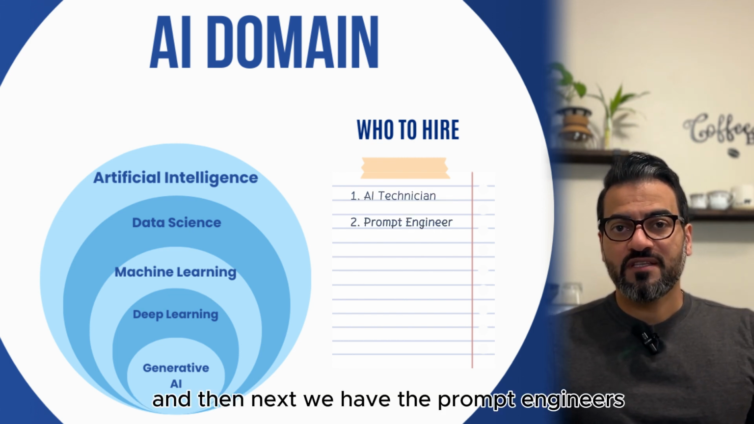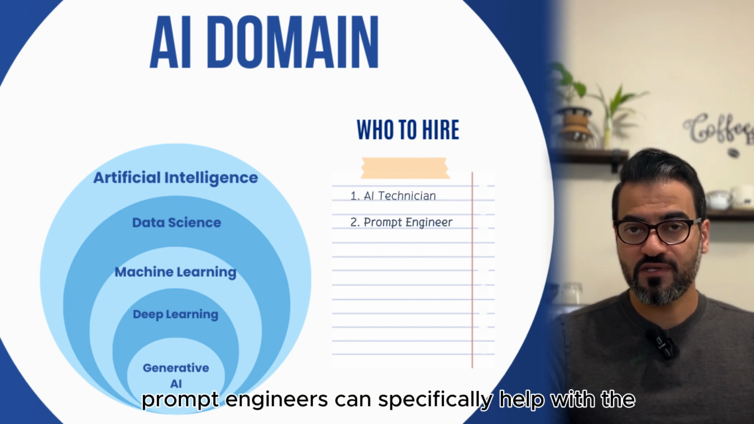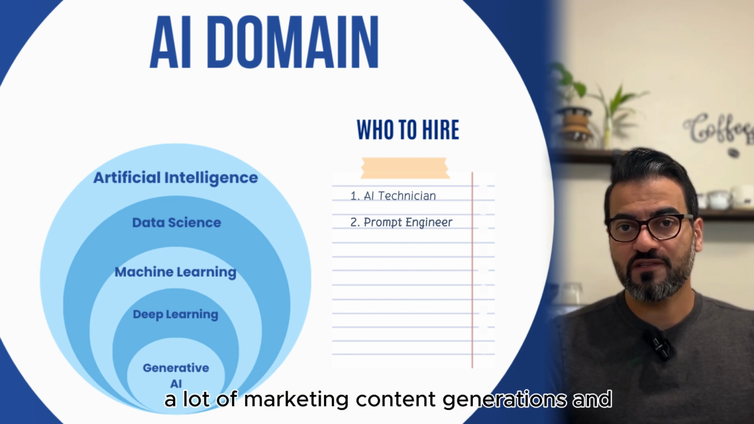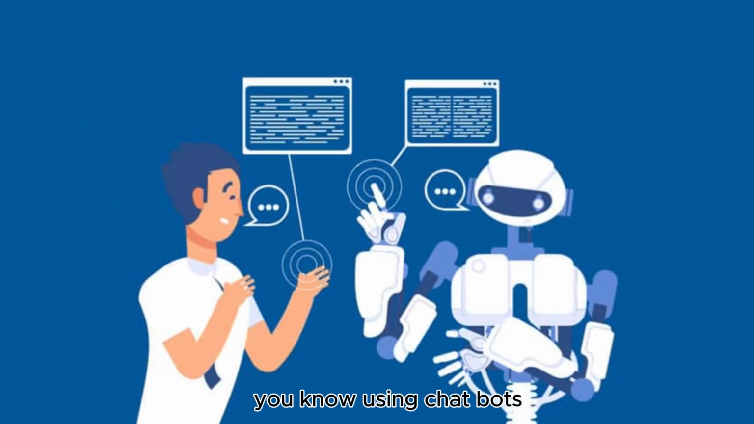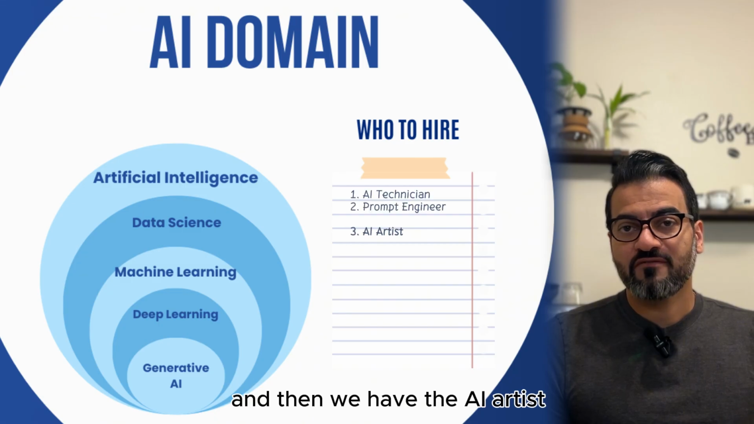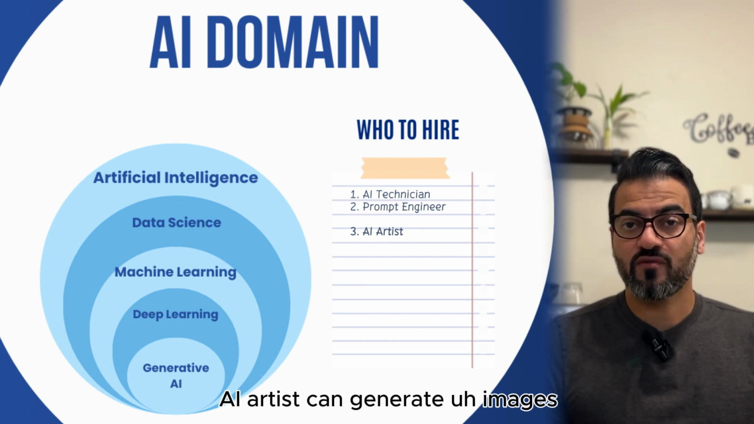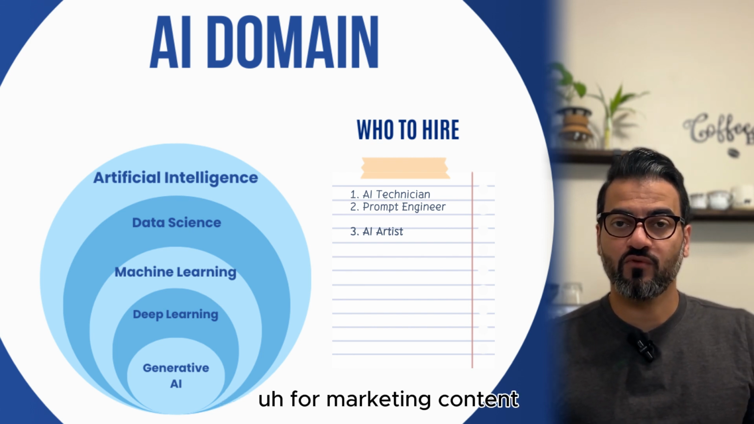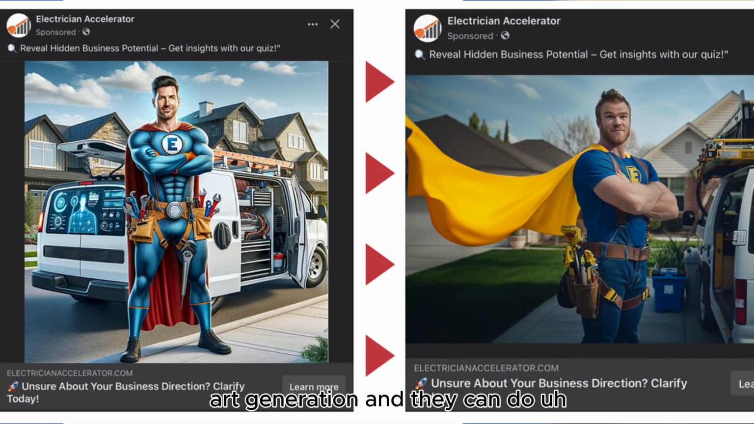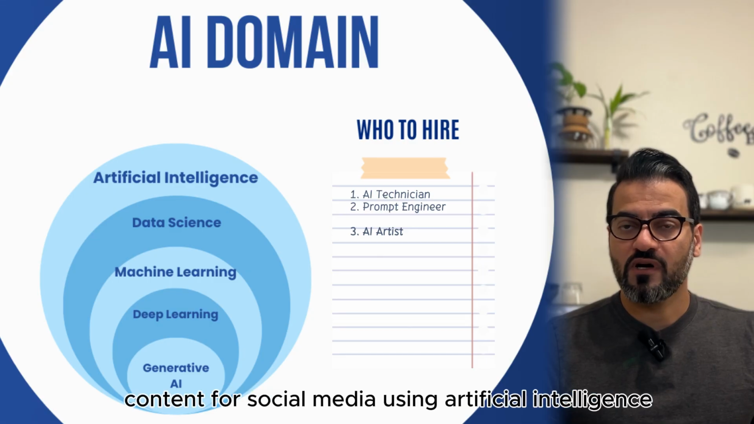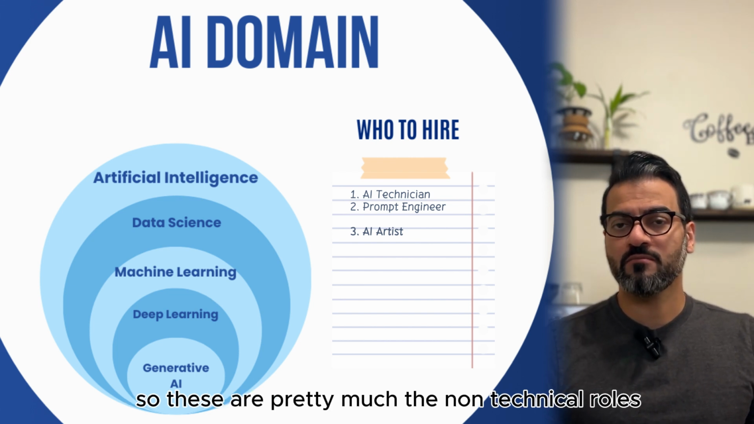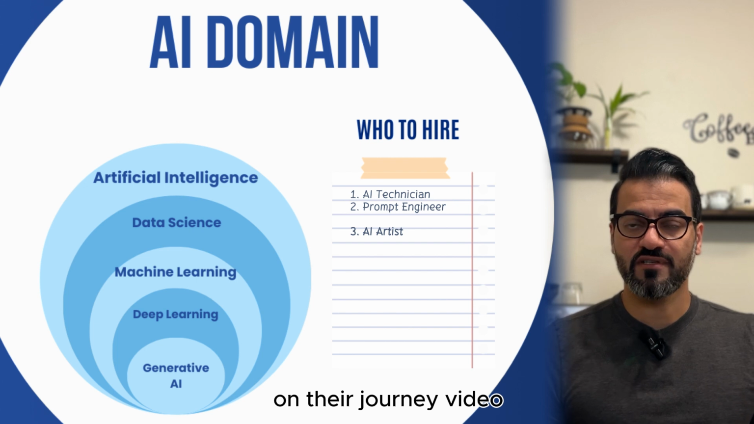And then next we have the prompt engineers. Prompt engineers can specifically help with a lot of marketing content generation, using chatbots like ChatGPT to generate content for marketing. And then we have the AI artists. AI artists can generate images for marketing content. They can do automated art generation, and they can do content for social media using artificial intelligence. So these are pretty much the non-technical roles under generative AI.